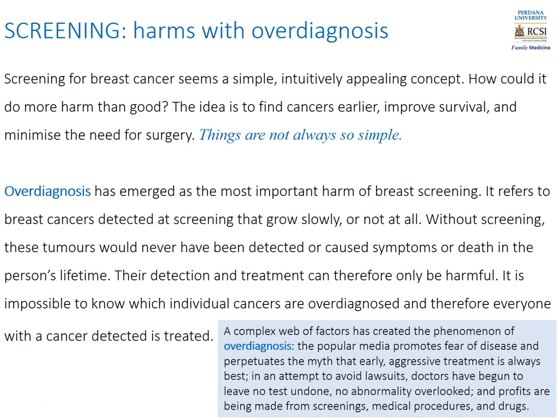Over the last 10 years or so, overdiagnosis has now emerged as the most important harm of breast cancer screening. It refers to breast cancers detected at screening that grow slowly or not at all, and therefore are no threat to the survival of the woman. And without screening, these cancers would never have been detected or would not have grown to a size or malignancy that would cause the patient a problem. So their detection and treatment therefore can only be harmful, because the woman may undergo chemotherapy, radiotherapy with all the harms that they can bring, and surgery also.